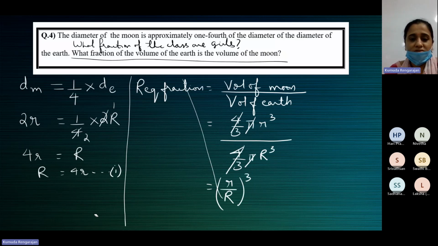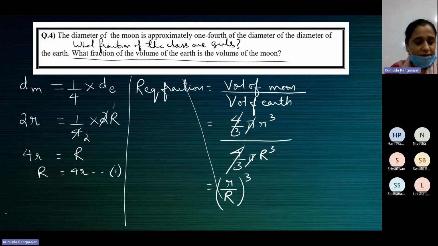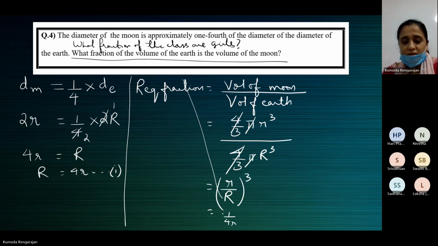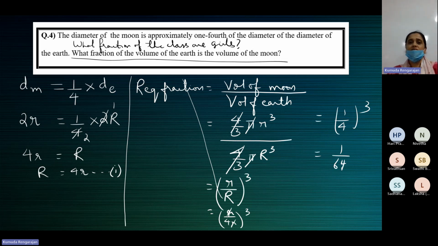This is not wrong. I wanted to show the cross multiplying, so I worked it like that. Now you can take down this and continue with this now. This is equal to what, children? r by R the whole cube, meaning r by 4r the whole cube. So r and r will get cancelled. That's equal to 1 by 4 the whole cube, which is 1 by 64. This is the required fraction. 1 by 64 is the required fraction.